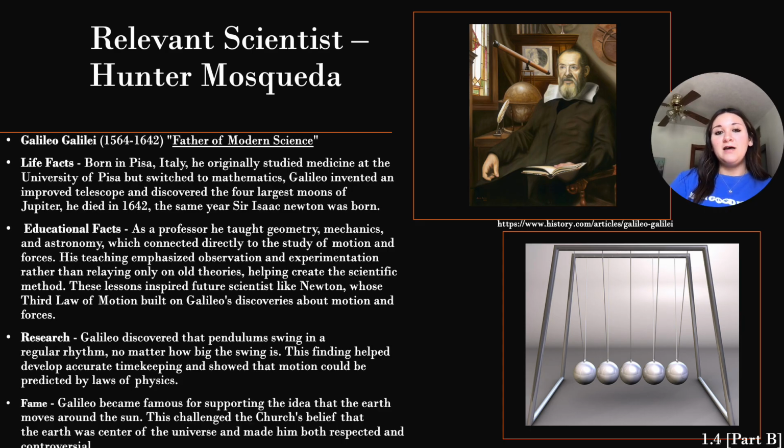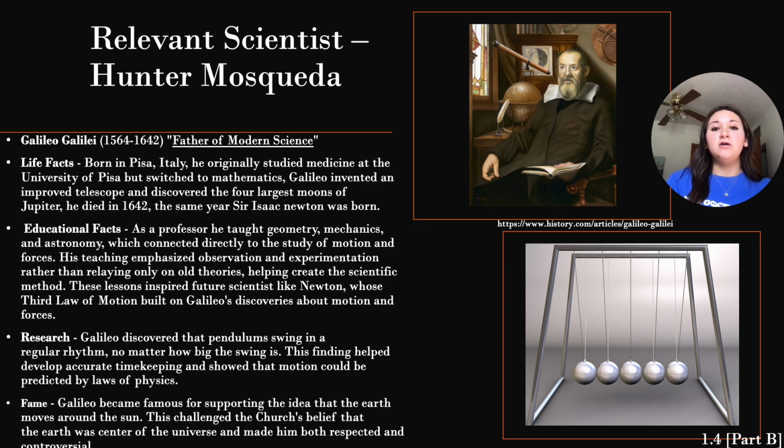For example, Galileo proved that all objects, no matter their weight, fall at the same rate in the absence of air resistance. He also discovered that pendulums swing in a regular rhythm, which led to more accurate clocks and showed that motion follows predictable patterns.